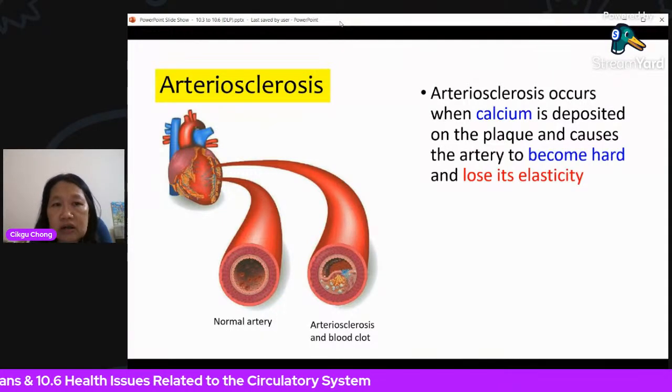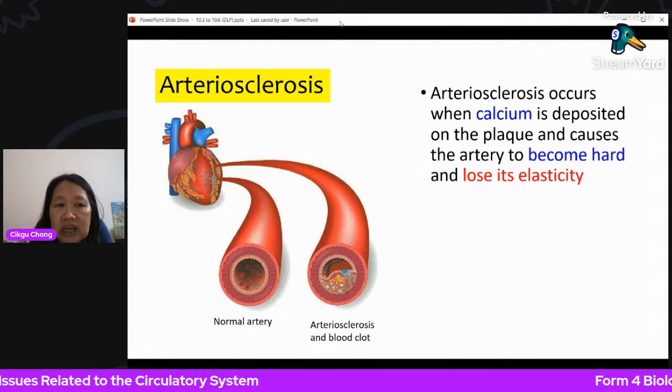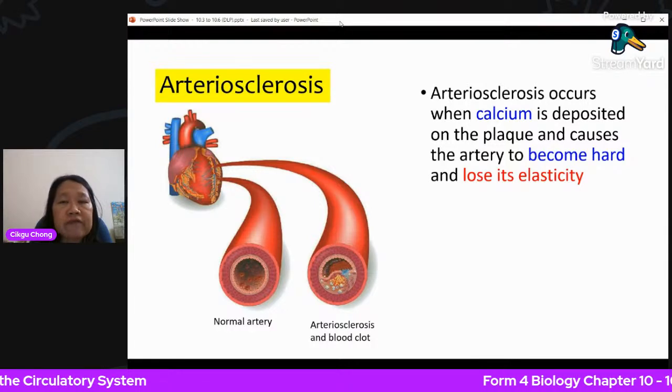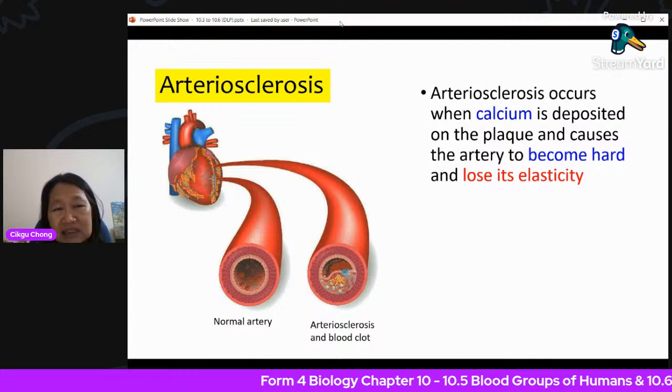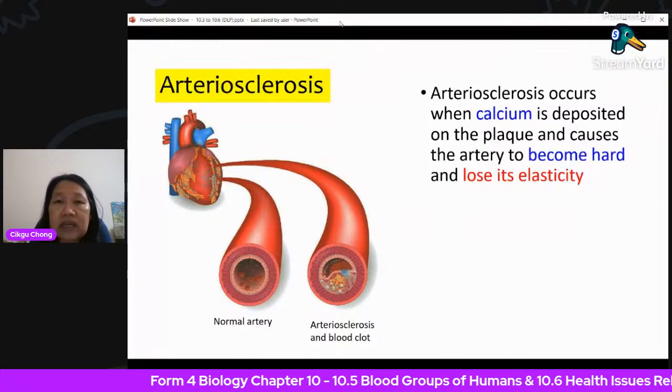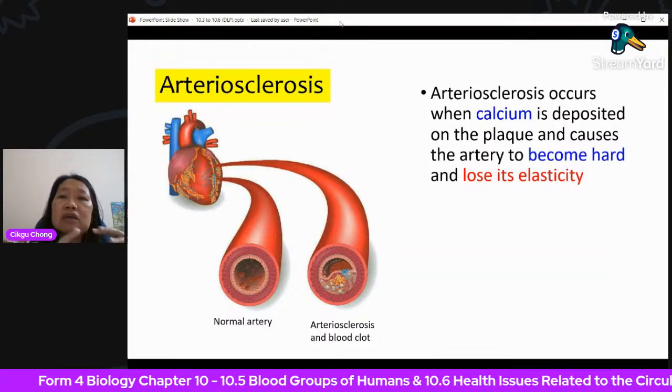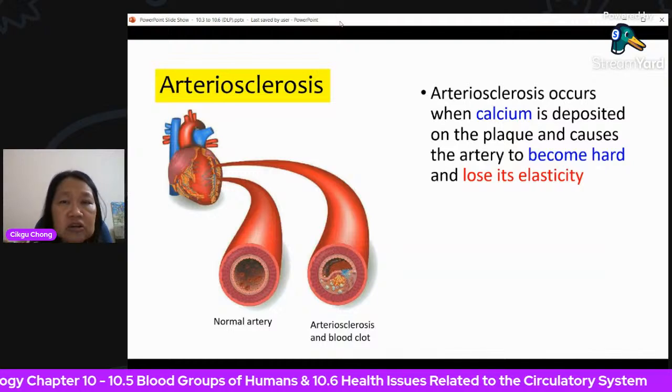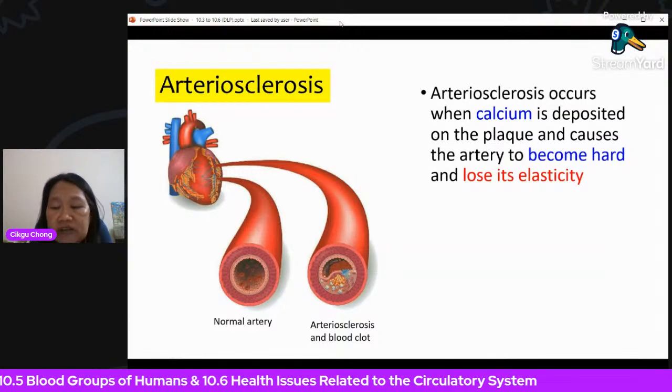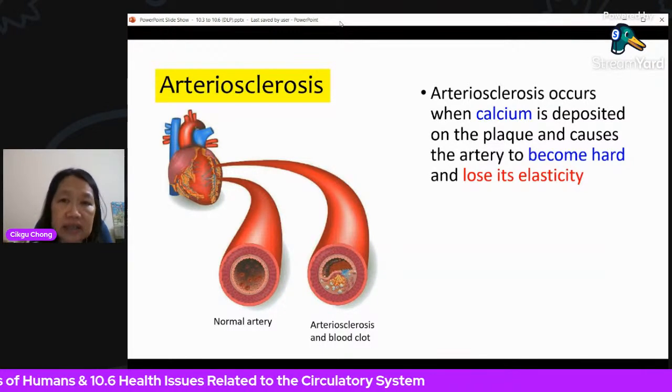And the tissue will not get oxygen. So that's why if it happens at the heart, we call it a heart attack, where your cardiac muscles cannot get oxygen. It will not contract. When your heart doesn't contract, you have a myocardial infarction. You have a heart attack.